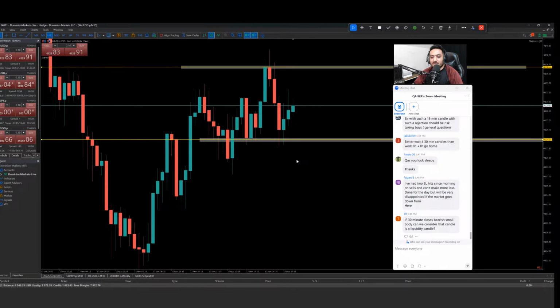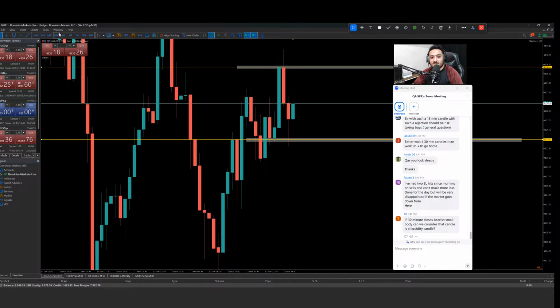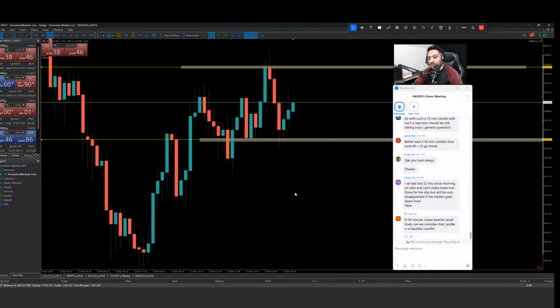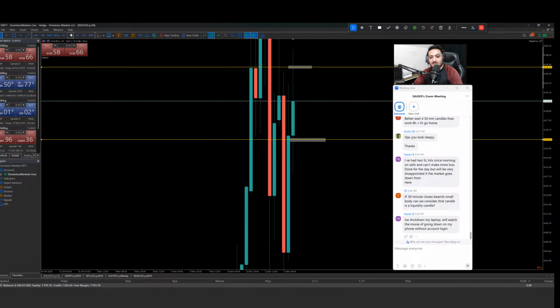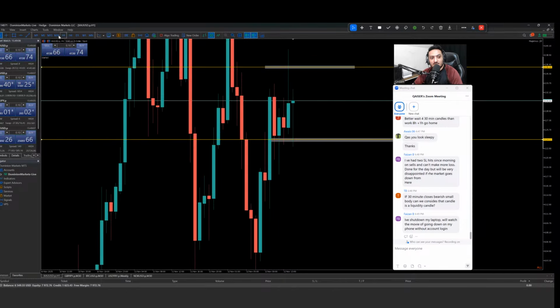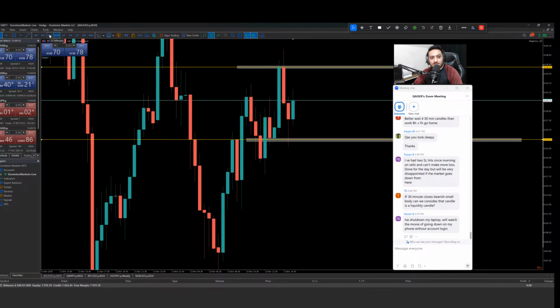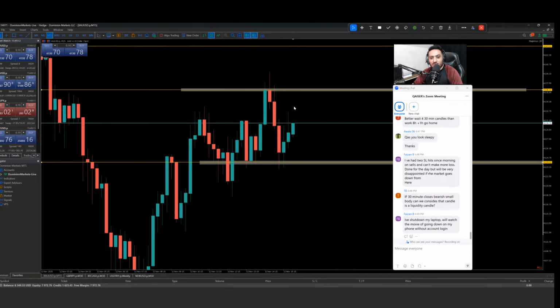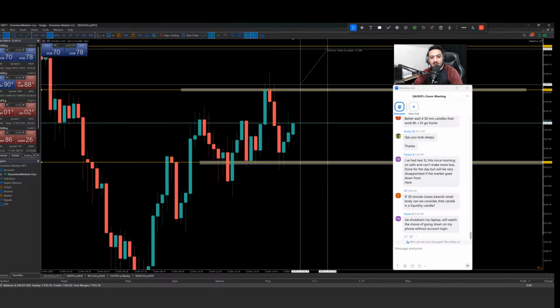If the 30-minute closes bearish with a small body, can we consider that candle a liquidity candle? Let's see how this 30 minutes is about to close. Right now I can't see anything on the chart. There's just 10 minutes left for the closure of H4 as well. Few minutes left for this H4 to be closed. So let's see if the candle is going to close above this high, so I can give my trade a chance.